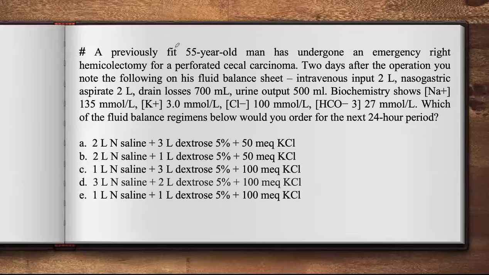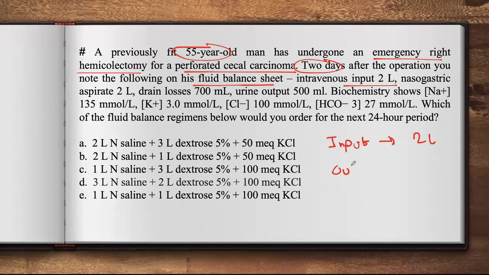So, a previously fit 55-year-old man had an emergency right hemicolectomy because the patient had a perforated cecal cancer. 2 days after the operation, this is post-operative day 2, you had the following fluid balance sheet. So this patient has got input of 2 liter. So 2 liter IV fluid was given, and then output. So nasogastric aspiration 2 liter, drain loss 700 ml, urine output 500 ml.